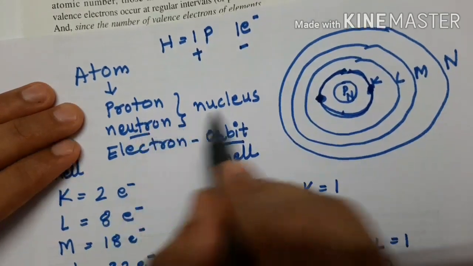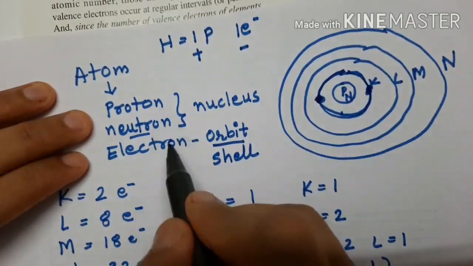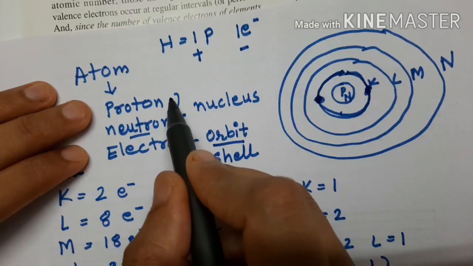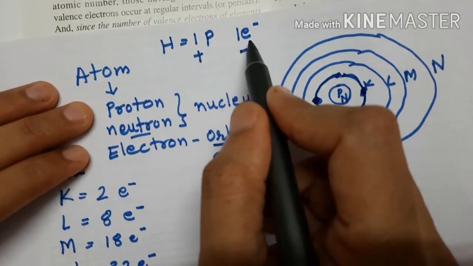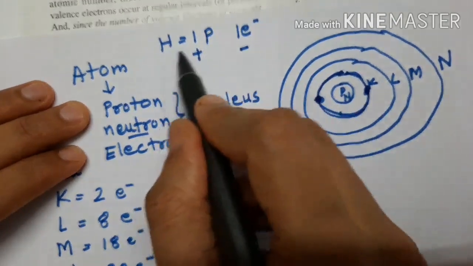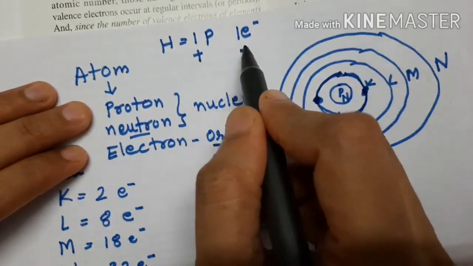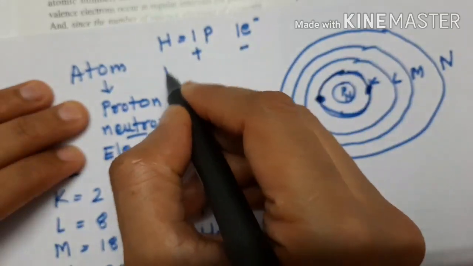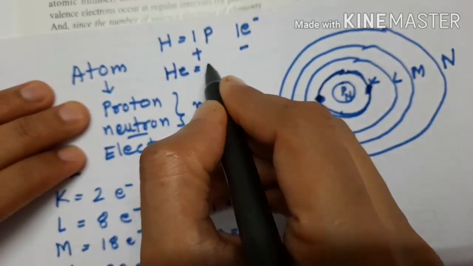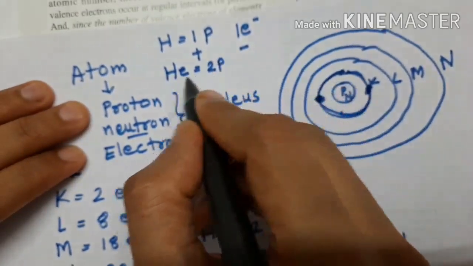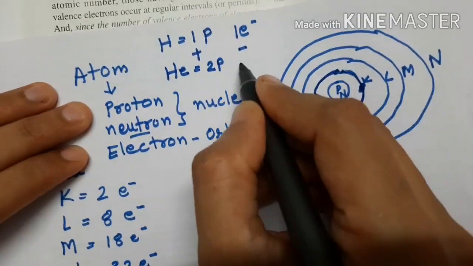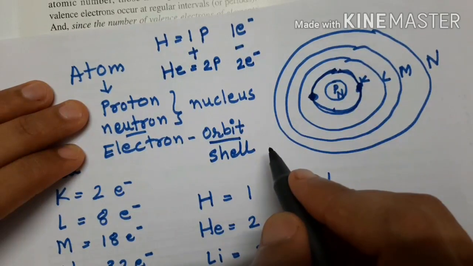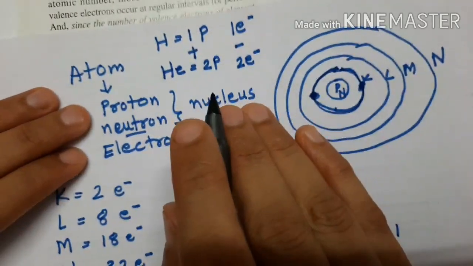But right now we are not talking about neutrons. Right now I am talking about protons and electrons, because the atomic number denotes the protons, and the electrons also. So hydrogen has one proton, so that many electrons are present. Suppose I take another example, helium. Helium has two protons, that's why its atomic number is two, so that many electrons are present in the orbit. Is it clear? Have you understood this?